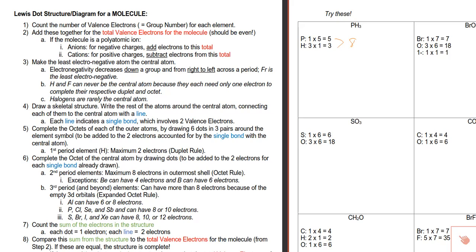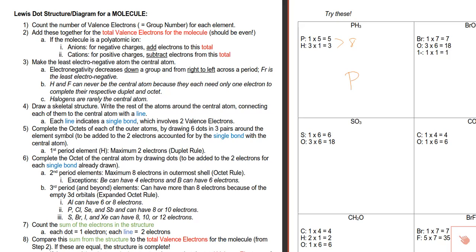I just took care of steps 1 and 2. Step 3. I'm going to put the least electronegative atom in the central, as the central atom. So I'm going to put it in the center. I know the least electronegative because electronegativity decreases as I go down a group or as I go from right to left across a period. Not only that, I have a note here that hydrogen can never be the central atom.